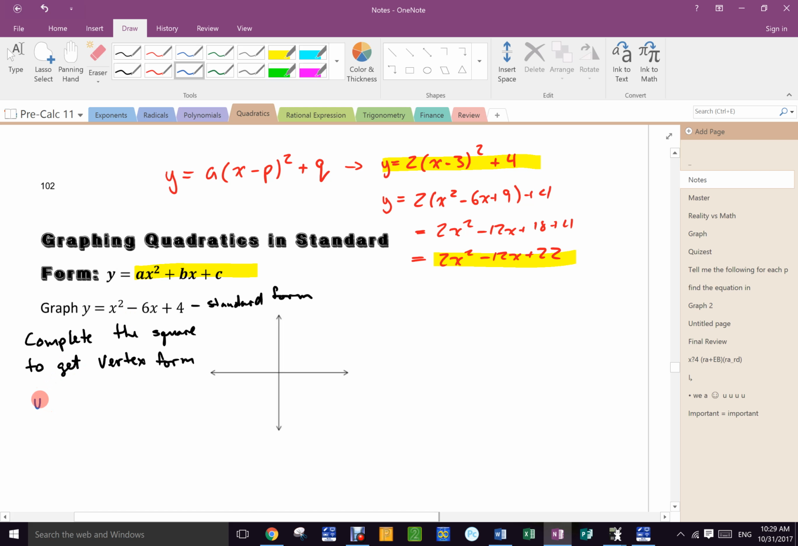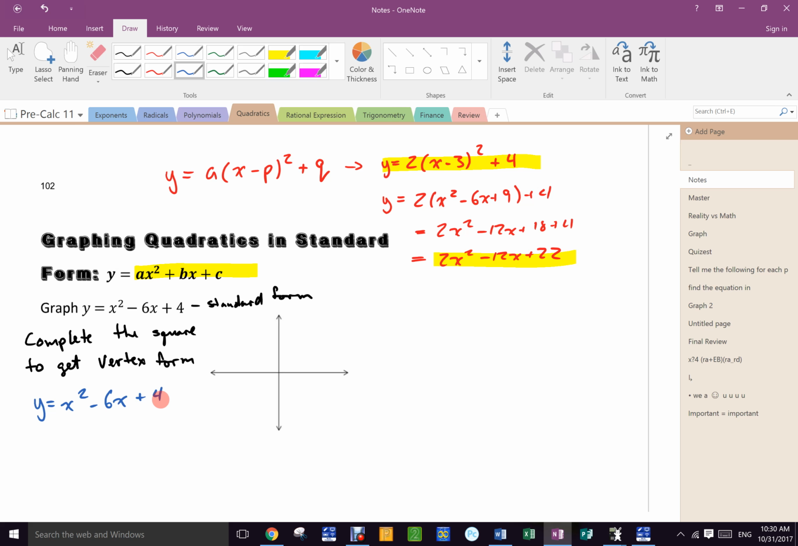This is what I'm starting with. Y equals x squared minus 6x plus 4. Now, which part of this do we need to worry about to complete the square? A, B, or C, or some combination of them? B and C is to complete the square part? I'm asking you. It's here or is it here? Yeah, it's B and C that are going to change, isn't it?